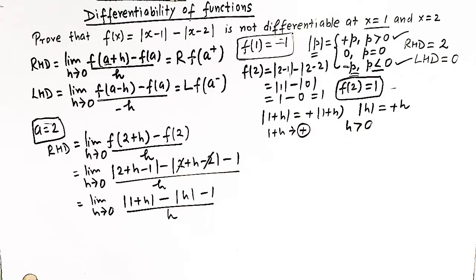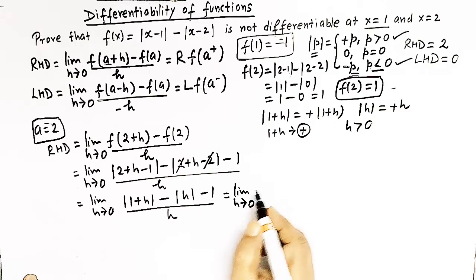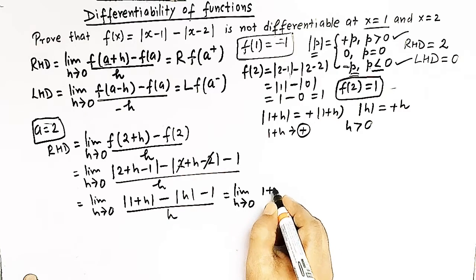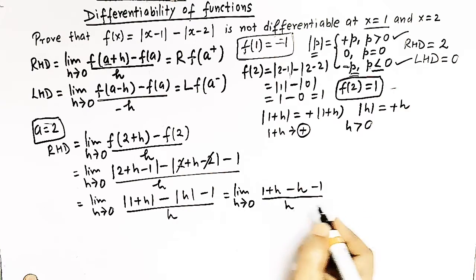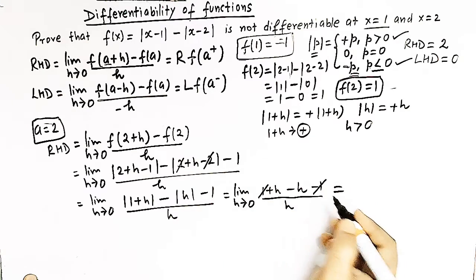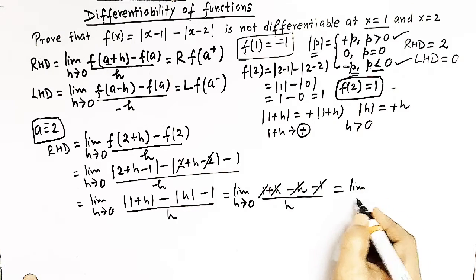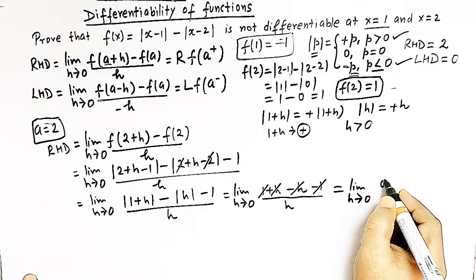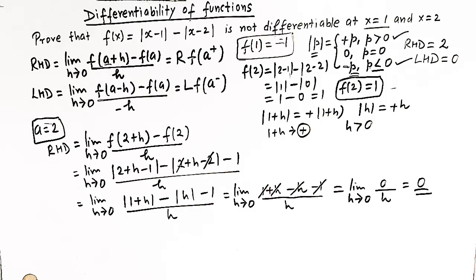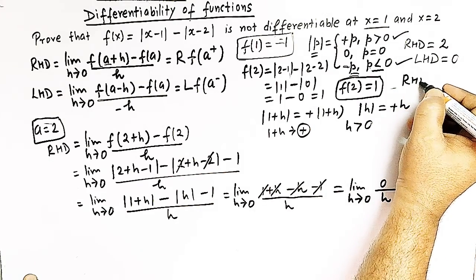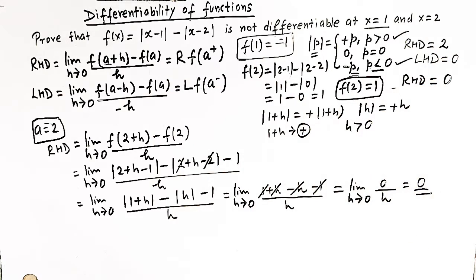So now we have here limit h tends to 0, and here we have simply 1 plus h, here we have simply h and minus 1 over h, and here 1 and minus 1 get cancelled, h and h get cancelled, and we have limit h tends to 0, and here we have 0 over h, and that is equal to 0, right? So the right hand derivative of this function at this point is given by 0, right?